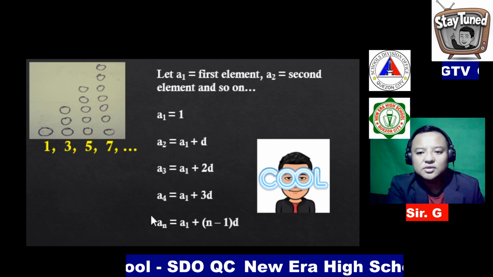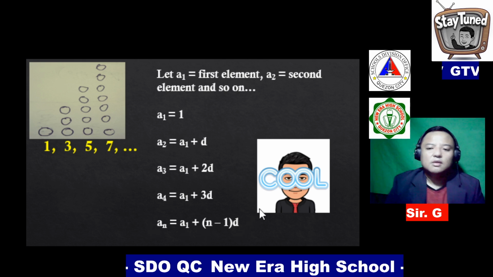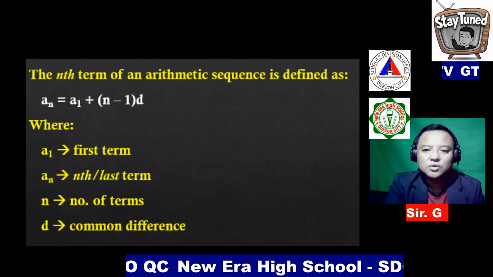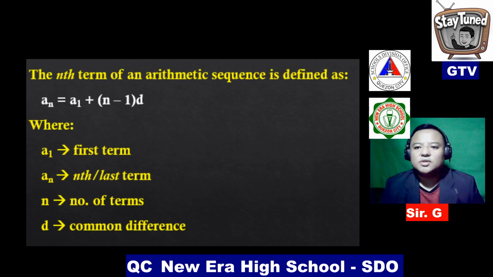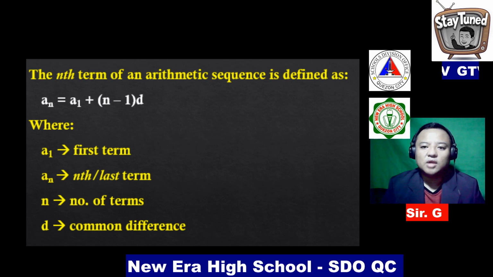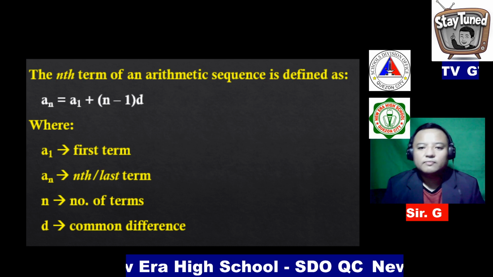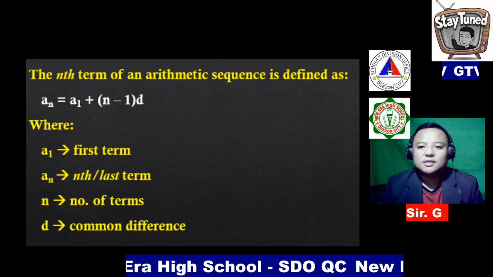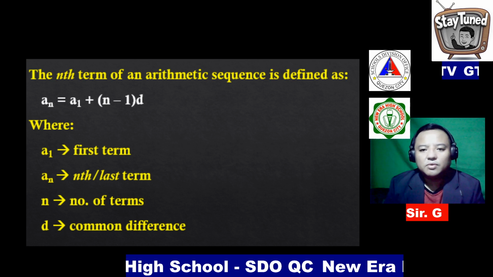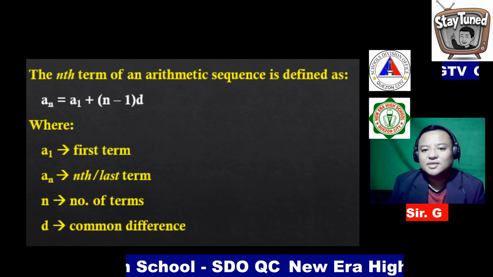That's simple. So therefore, we arrive at the general rule: a sub n equals a sub 1 plus a quantity of n minus 1 times d. Alright? So, the nth term of an arithmetic sequence is defined as a sub n equals a sub 1 plus a quantity of n minus 1 times d. Or, we can say that the last term or the nth term is equal to the first term plus a quantity of the number of terms minus 1 times the common difference. Alright?